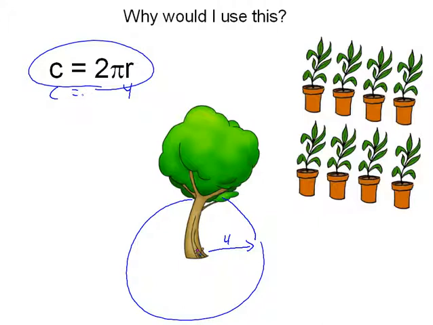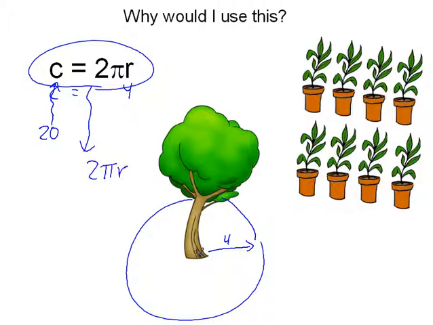But maybe somebody else says, oh, you know what, that's too big, I need the circumference to be 20 feet. So they're telling me what the circumference is, and now I need to find out, okay, well, how far away from the tree do I need to plant the bushes? So what I really want, instead of this formula, is one that's solved for r.